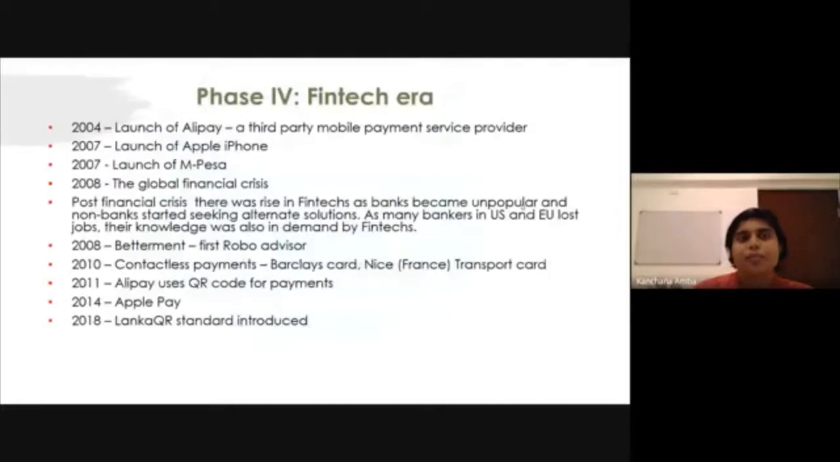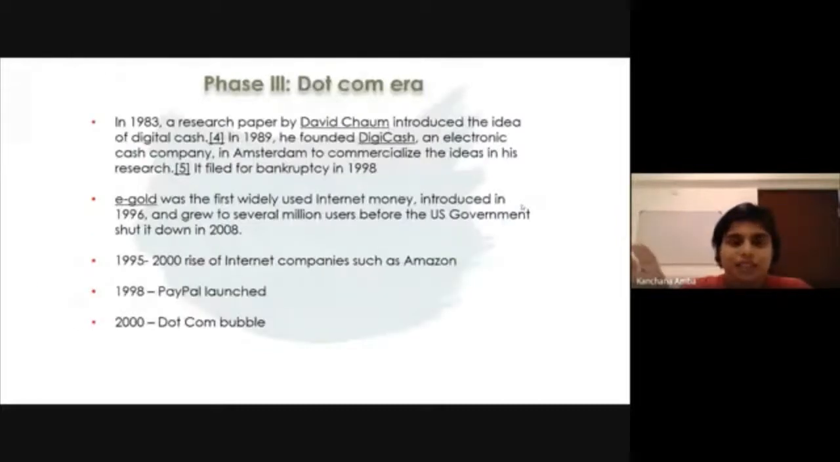So PayPal created anonymity, right? You don't need to share your card details, you don't need to share anything. You just need to share a name and an email address. That really gave people the confidence to pay people they didn't know. And PayPal paired up with eBay, right? eBay is like Amazon, also one of those dot-com companies. So PayPal was actually the payment, the digital wallet, for the eBay market.